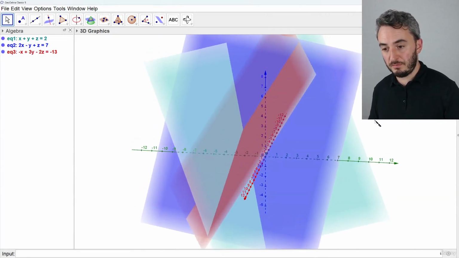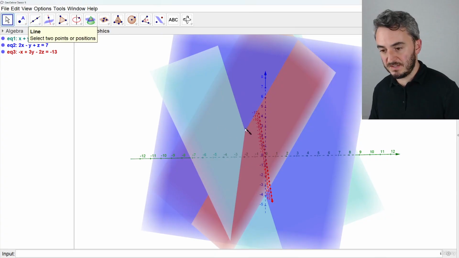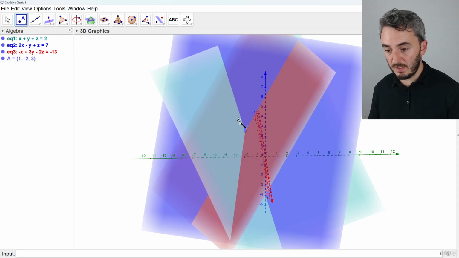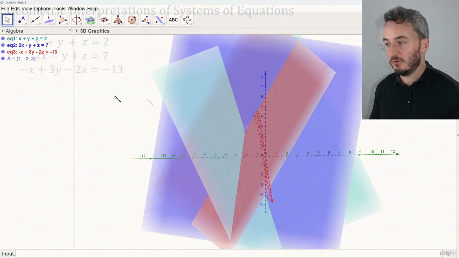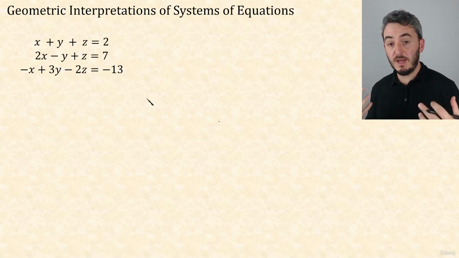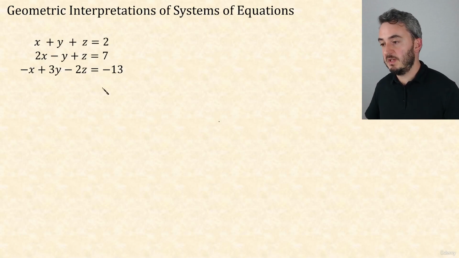And of course, 3 planes can intersect at a single point. Now, what is that point down here? Well, it's the point 1, minus 2, 3. It's the point that we found by solving the simultaneous equations in the last video. So the geometric interpretation of a system of simultaneous equations with 3 dimensions is 3 planes. But they're not always going to intersect at one point.